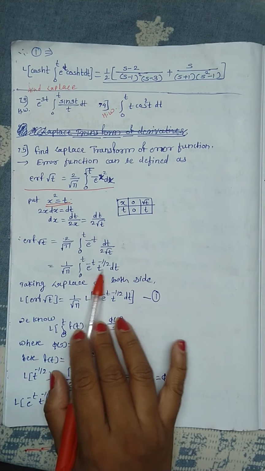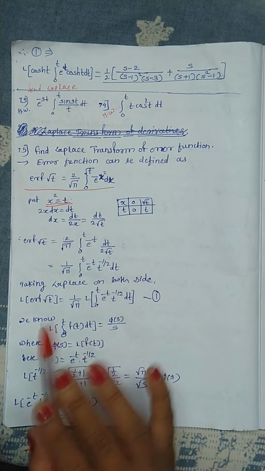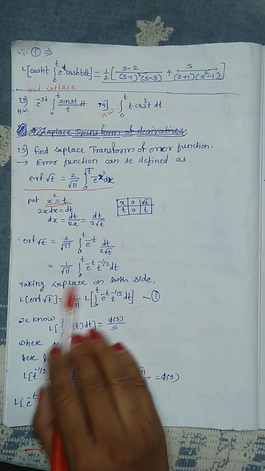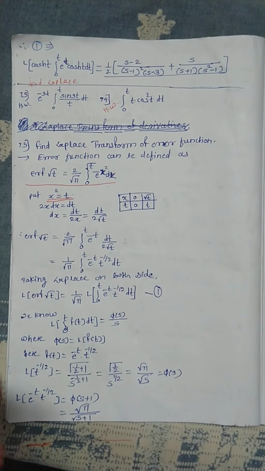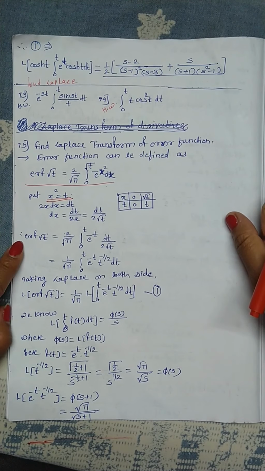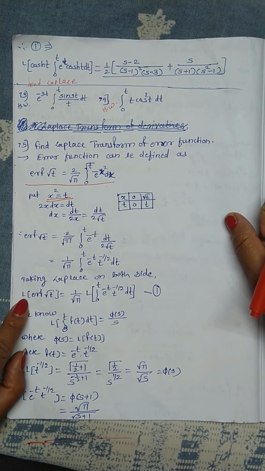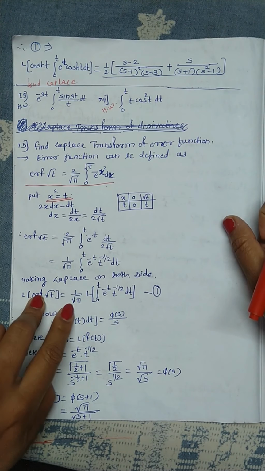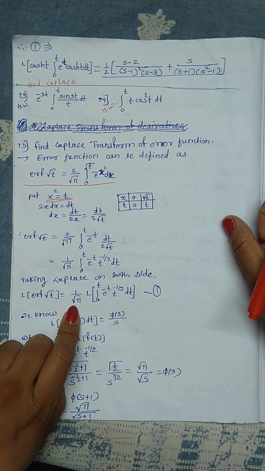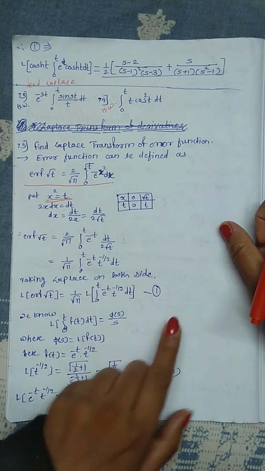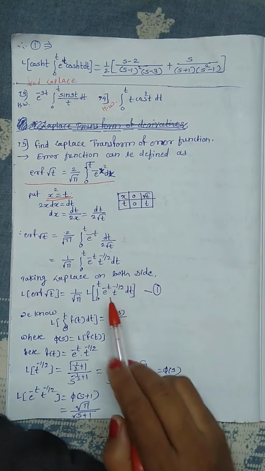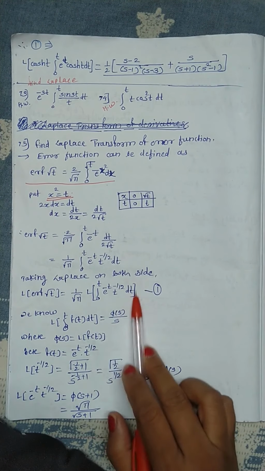Now we are familiar with this e raised to minus t and all these things. Now take Laplace on both sides of the equation. What we get: Laplace of error function of root t is equal to 1 upon root pi, the constant taken outside, times the Laplace of this integration. Call this equation 1. Now we have to find this Laplace.